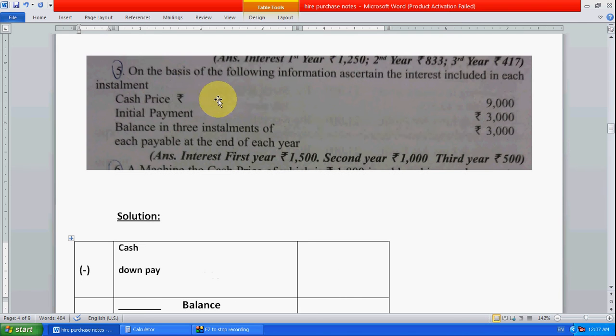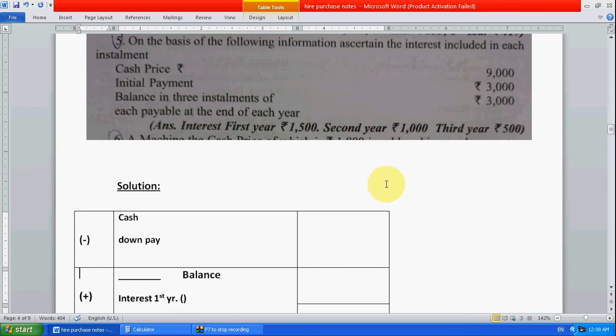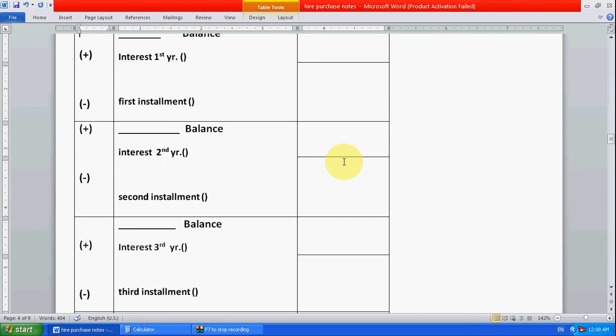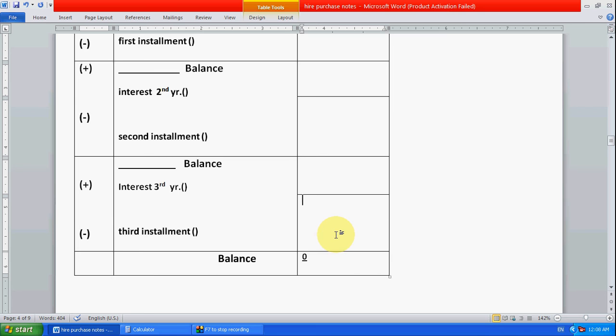For example, on the basis of the following information, ascertain the interest included in each installment. Cash price 9,000, initial payment 3,000, balance in 3 installments of 3,000 each. 3 installments means 9,000, plus down payment means 12,000, so overall we are paying 12,000. Each payable at the end of the year, means interest is included. So let's start from here.